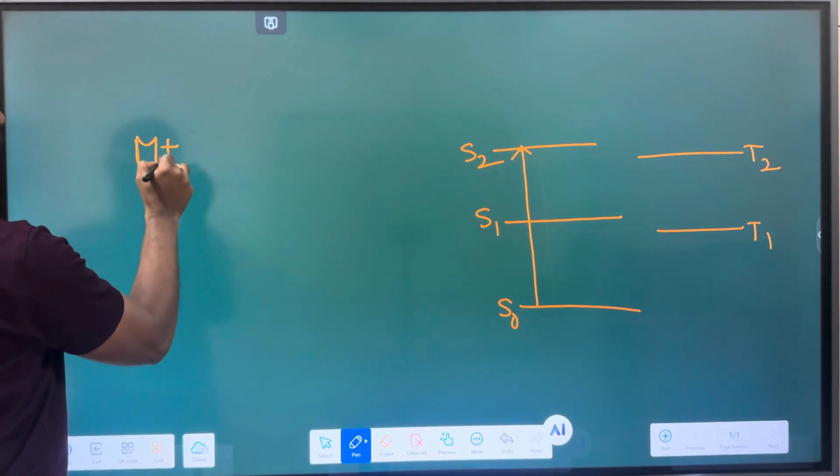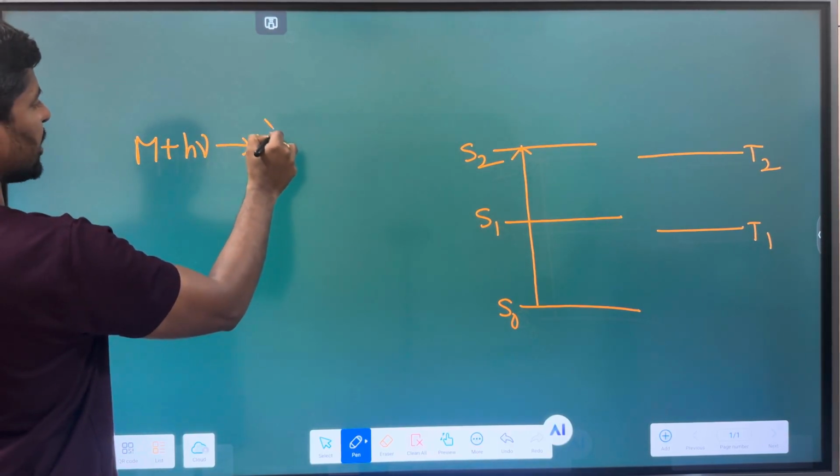M plus h nu gives M star, and this is the excited molecule.